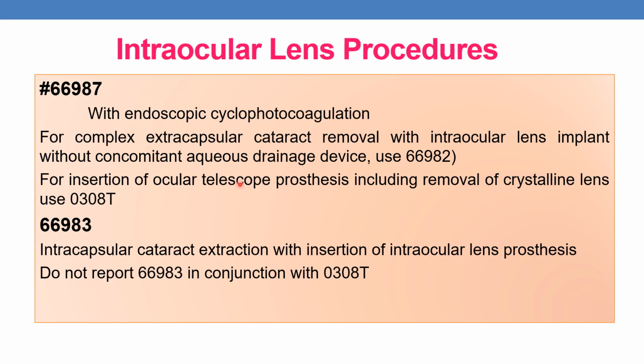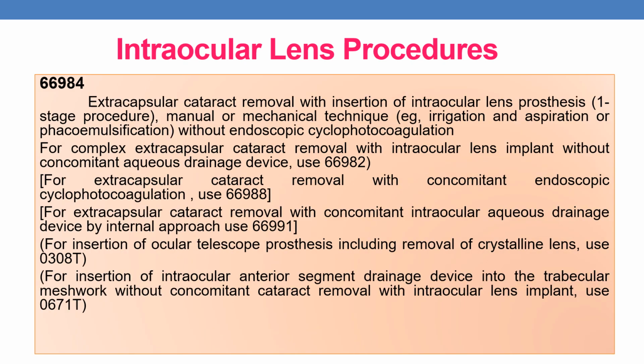And for complex extracapsular cataract removal with intraocular lens implant without concomitant aqueous drainage device, you need to use 66982. And for insertion of ocular telescope prosthesis including removal of crystalline lens, you need to use 0308T. The next CPT is 66983, intracapsular cataract extraction with insertion of intraocular lens prosthesis. Previously it was extracapsular, now it is intracapsular cataract extraction with insertion of intraocular lens prosthesis.